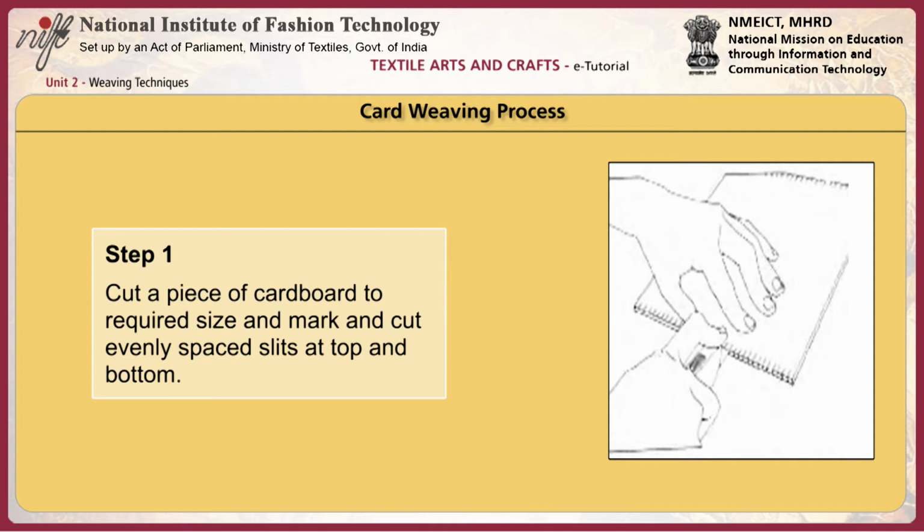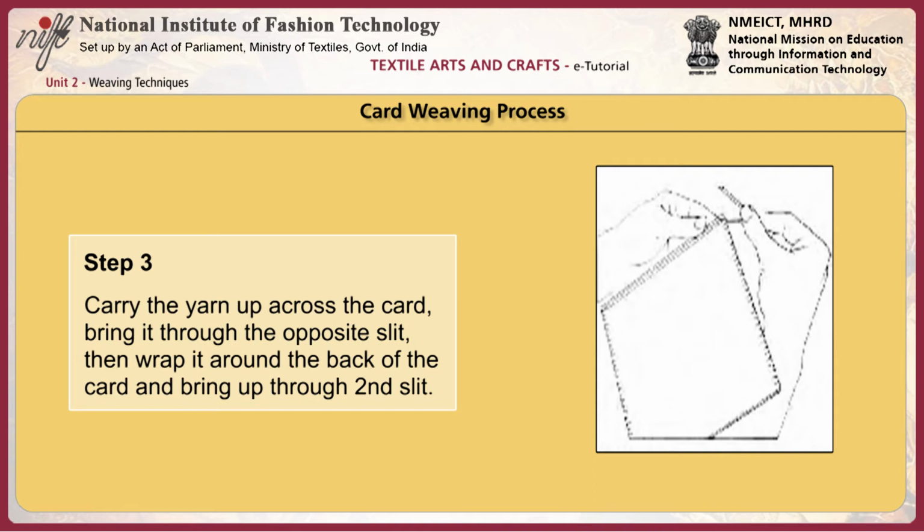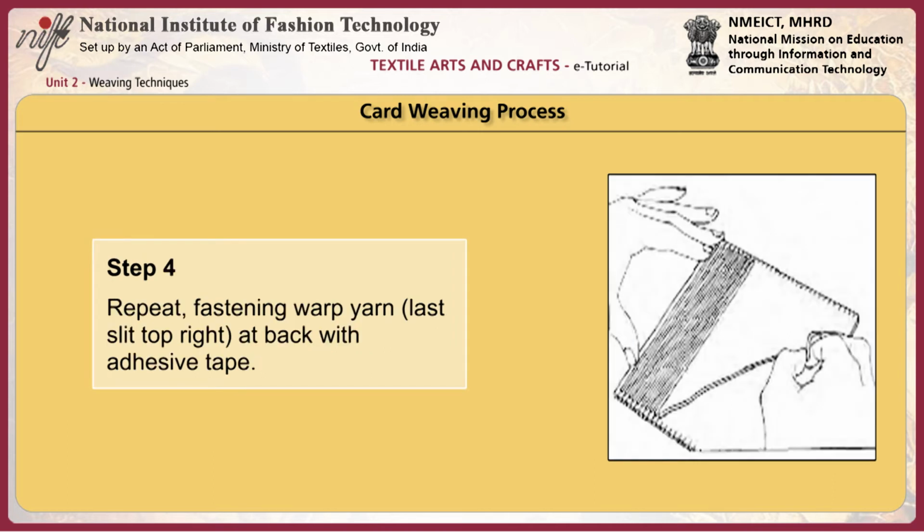First, cut a piece of cardboard to required size and mark and cut evenly spaced slits at top and bottom. Next, fasten warp yarn at the back of the card with adhesive tape and pass through first slit. Carry the yarn up across the card, bringing it through the opposite slit, then wrap it around the back of the card and bring up through second slit. Repeat the step, fastening warp yarn at back with adhesive tape.